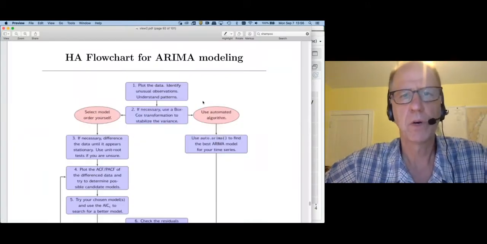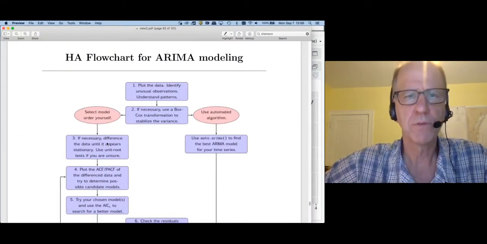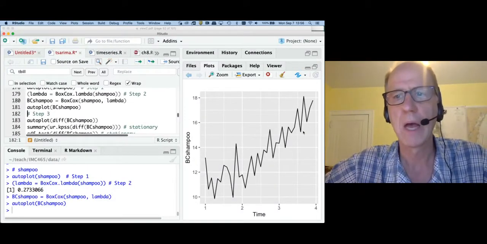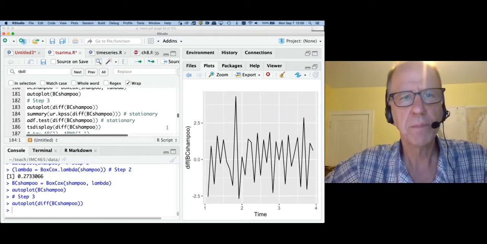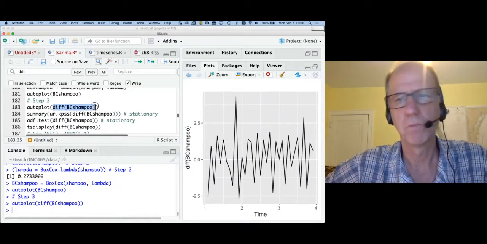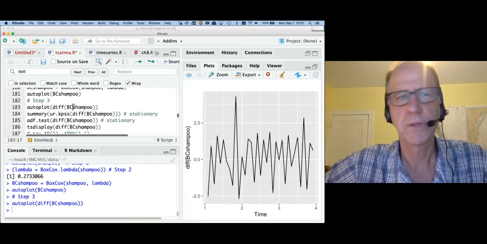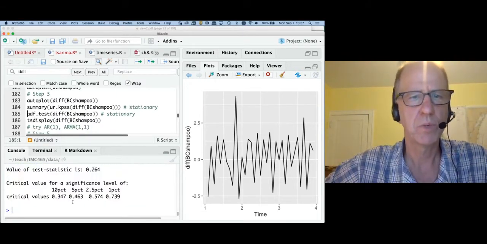Well, let's go back to our flowchart. The next step is to compute differences if necessary. Clearly this is non-stationary. I'm going to try some first-order differences. If I take my first-order differences, what we see is something that looks pretty stationary. So I think differencing has fixed our problem. Now I'll go do a KPSS test, and what we see is that our test statistic is pretty tiny.